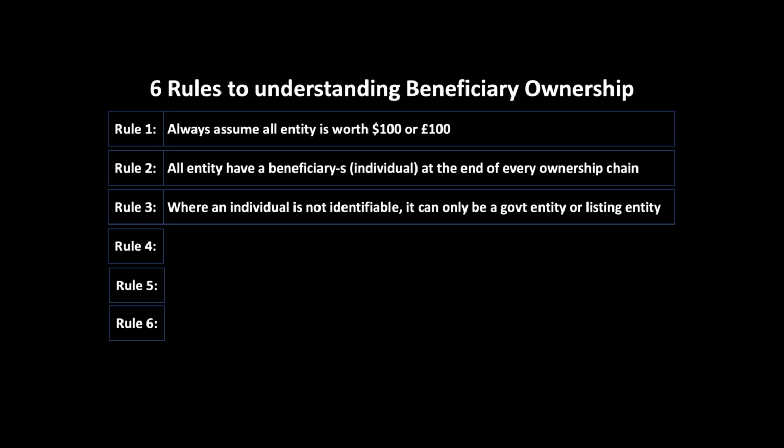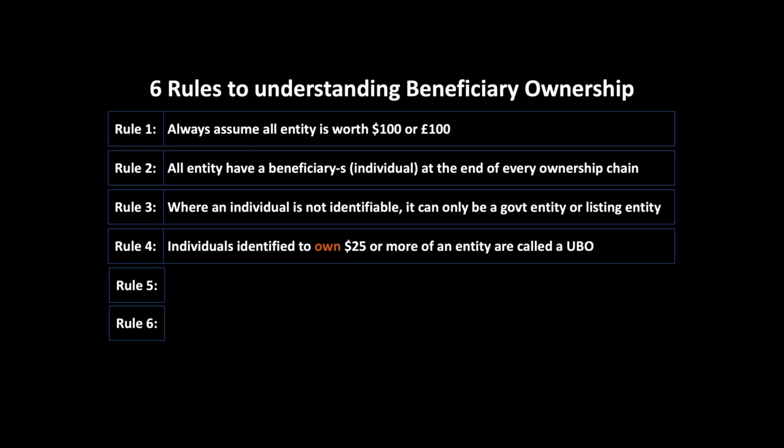Okay. Number 4, individuals identified to own 25%, to own $25 or £25 or more of an entity are called a UBO. Now, what this means is, remember in rule number 1, we said I just assume that the entity is worth $100 or £100. Then if any individual, as part of your calculation, you realize that they own $25 of the $100 at the minimum, then you would identify them and call them a UBO. If they own less than $25, then they're just normal individuals, so you don't regard them as a UBO.